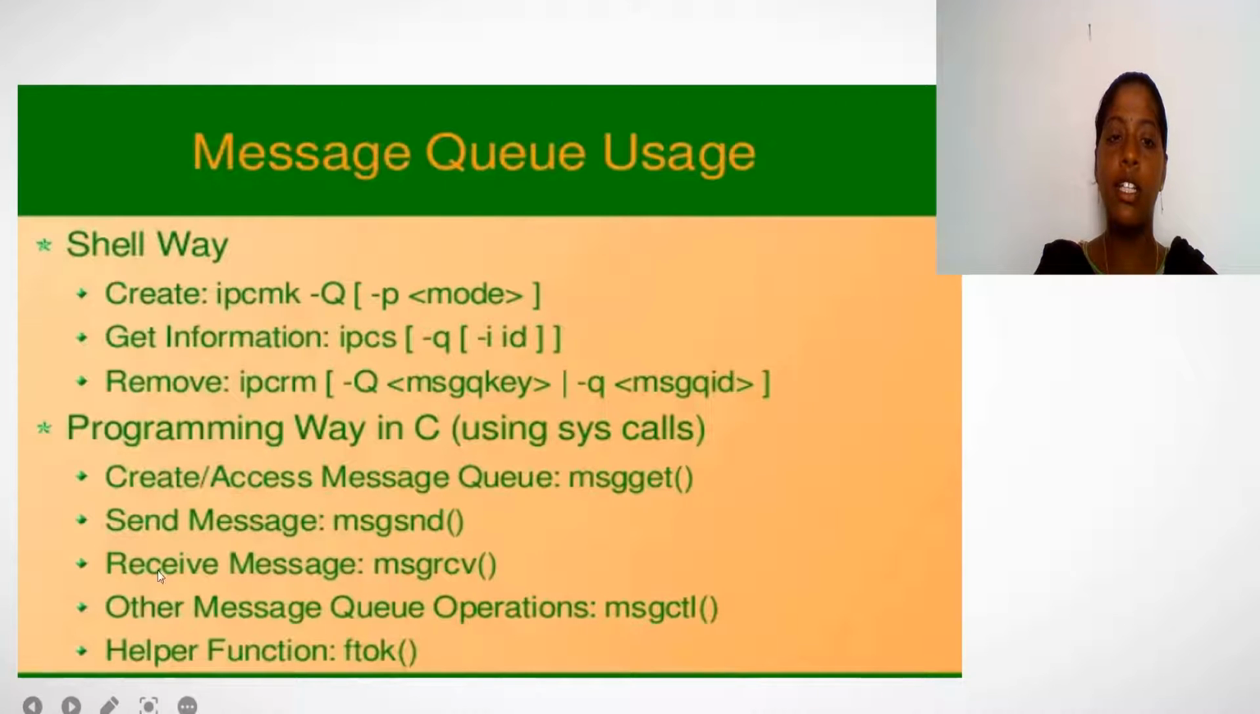Message queue usage in the shell: we can use some commands. For creation, we can use ipcmk -q, with -p for mode. To get information, a message queue can be queried using ipcs -q -i ID. This command is used to get the information on the shell. Next, to remove from the shell, we can use ipcrm -q message key or -q message ID. This is message queue usage in the shell.